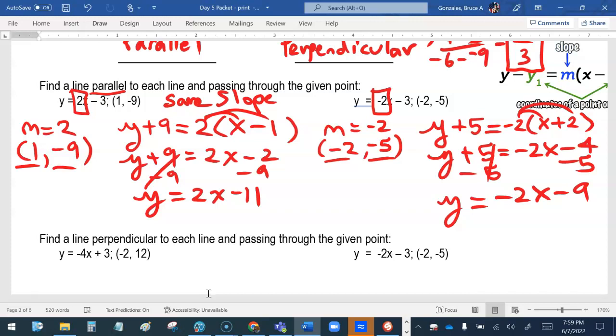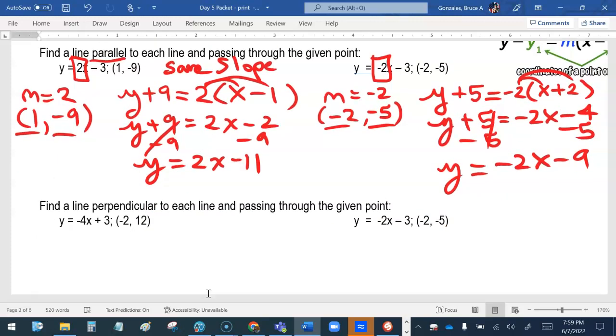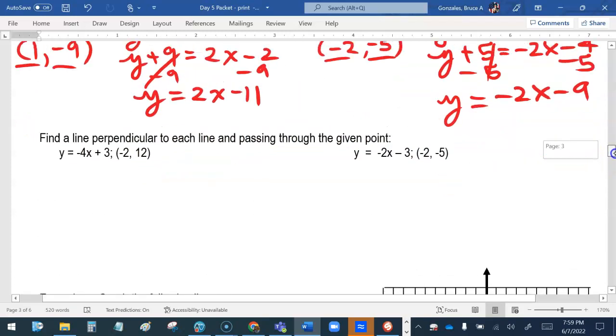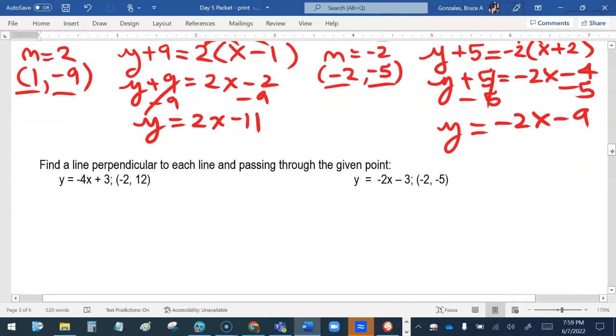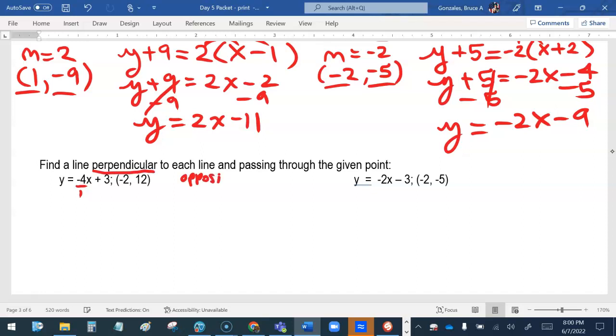All right, let's go on to the next one. Now, this is tricky because it's saying that these are perpendicular slopes, okay? So check it out. This slope is -4 over 1, right? So perpendicular means opposite reciprocal slope. What does opposite reciprocal mean? Change the positive/negative sign and then flip.